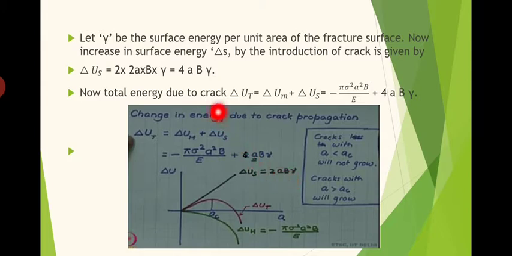And if you plot the second expression, delta Um with respect to a, what happens is, in the expression for delta Um, it is negative, so it will always be below the x line, and it depends on a square. Since a square is coming, it will vary parabolically. So you can see that the lower green graph corresponds to delta Um equal to minus π sigma square a square b by E.